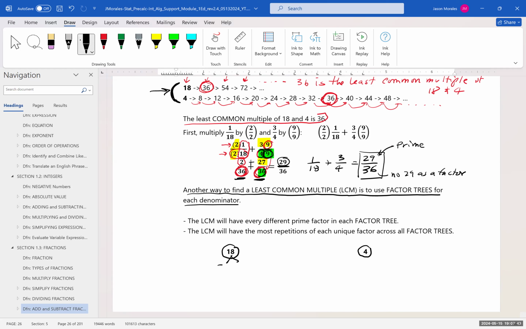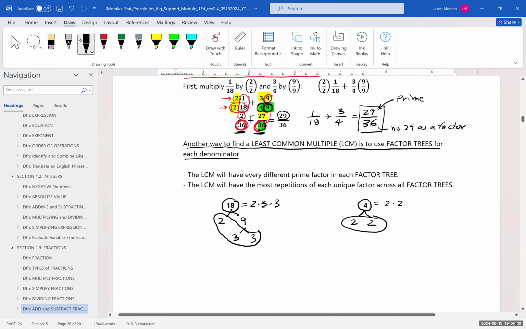So first we use the prime number 2, and 2 goes into 18 9 times. 2 will not divide 9 evenly, so we have to use 3, and 9 is 3 times 3. So 18 is equal to 2 times 3 times 3, and 4 is just 2 times 2. That was pretty easy.